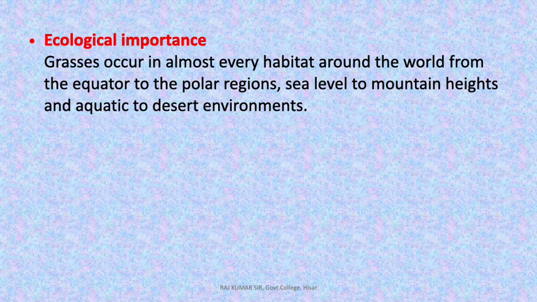The plant has ecological importance. Grasses occur in almost every habitat around the world from the equator to the polar regions, sea level to the mountain heights, and aquatic to desert environments, and they hold the soil and contribute immensely to prevent the degradation of the soils.